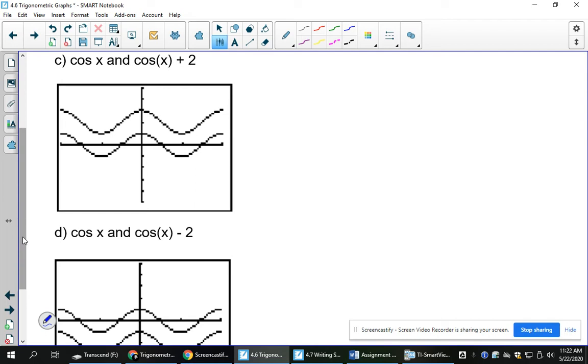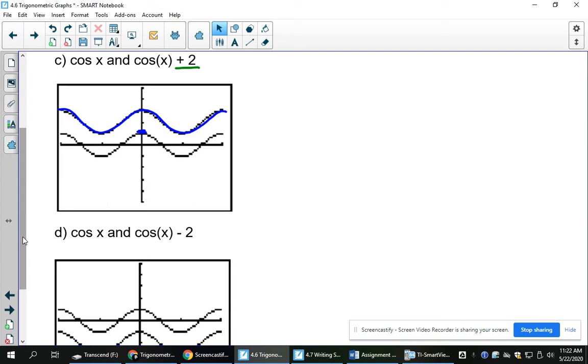Okay. Here's the mother function, cosine x. The reason why I know it's cosine is because it's starting up here at 1. What have they done with this mother function? Well, they've said +2 at the end, not attached to the x. So if it's not attached to the x, that means it happens to the y values. The y values have all gone up 2. That's how we got that graph.